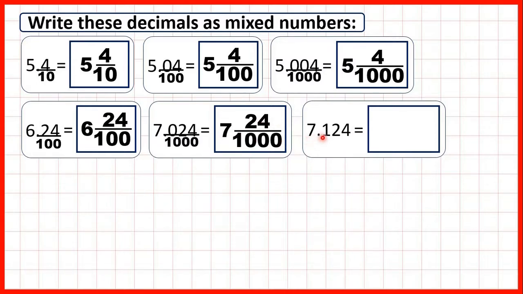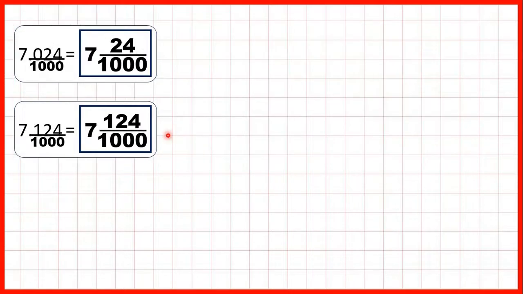Finally, we have 7.124. Again, there's 3 digits after the decimal point. We know the third digit is the thousandths digit, so we can draw a line across from our decimal point and write a denominator of 1,000. So that's 7 and 124 thousandths. Let's take a closer look at some of these questions.